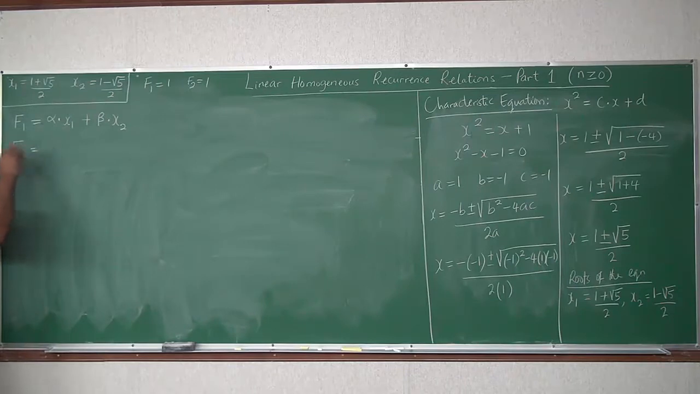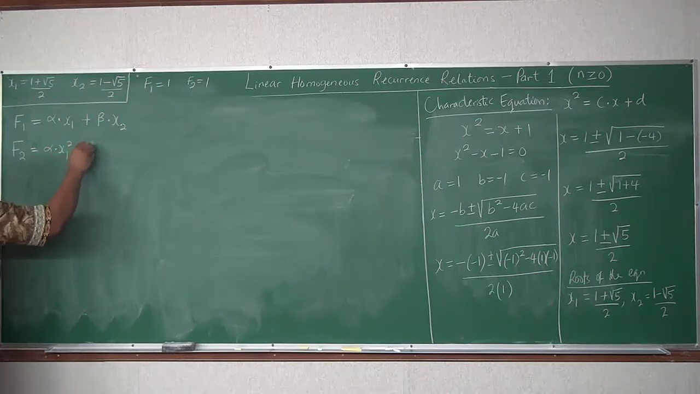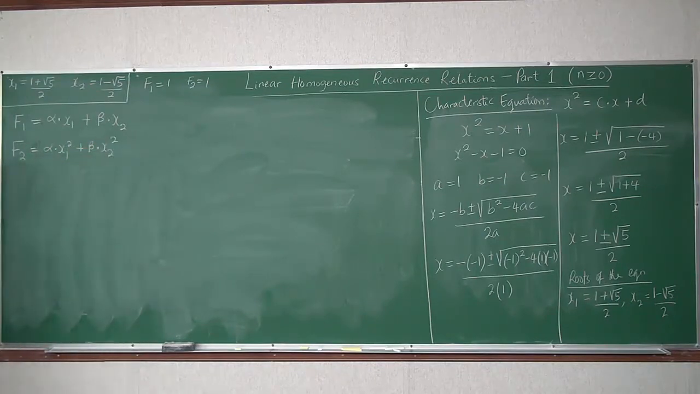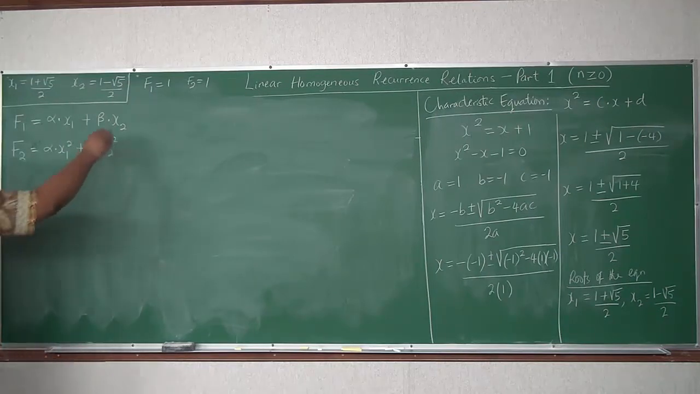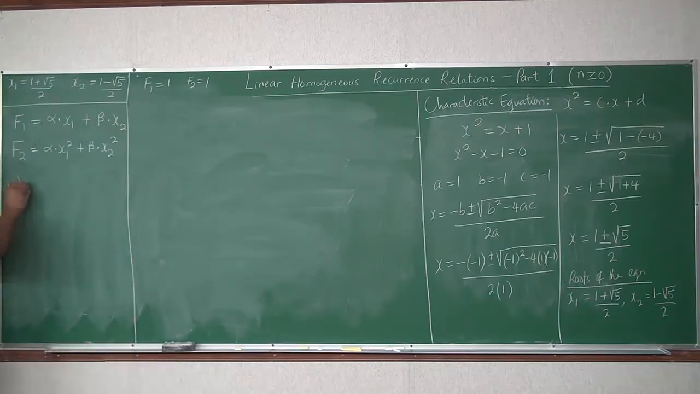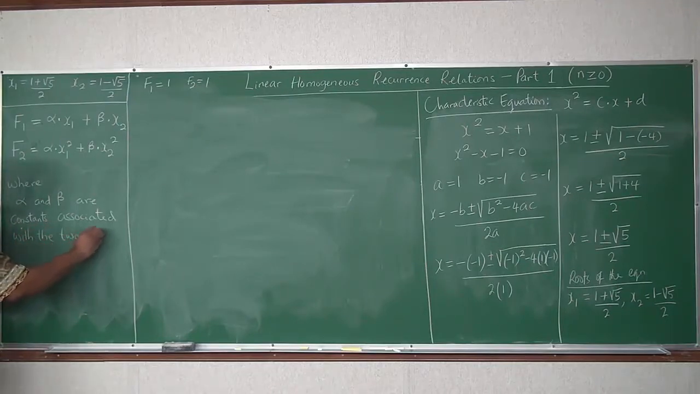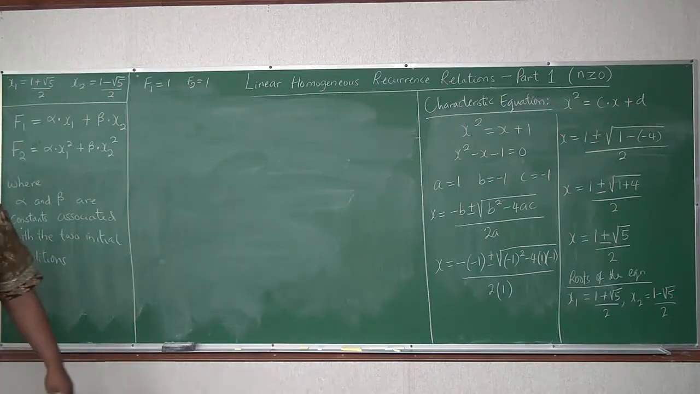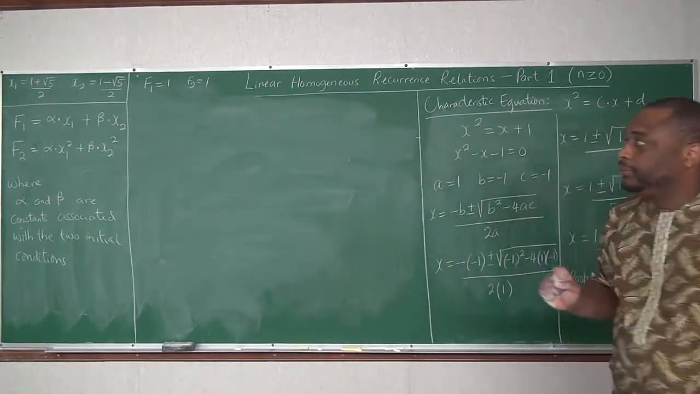Then this second term will be alpha times x1 squared plus beta times x2 squared, where alpha and beta are constants associated with the two initial conditions. That alpha and beta are necessary. We need to find those. We need to find the values of alpha and beta.